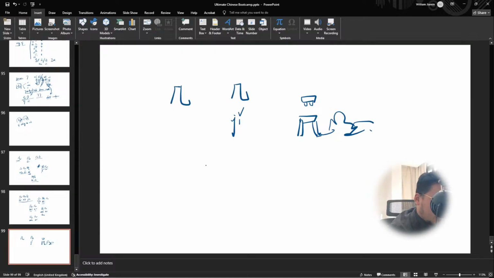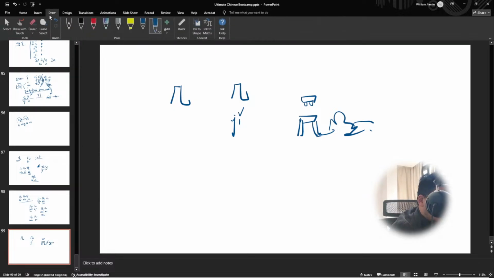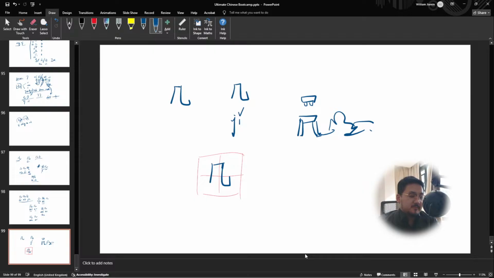Let's write again. For example, in the 田字格, to write 几 is like 撇横折钩, right? So 几, connected. Okay, so let's continue to look at this specific 多体字.